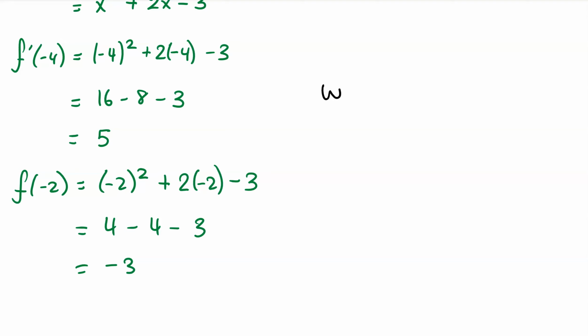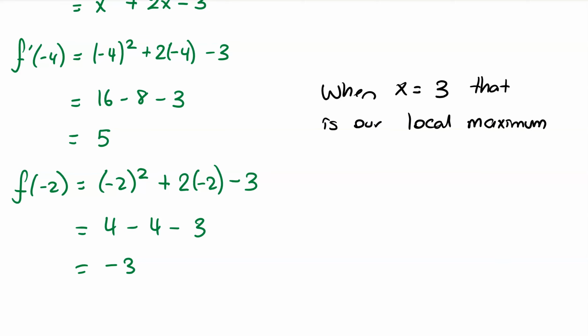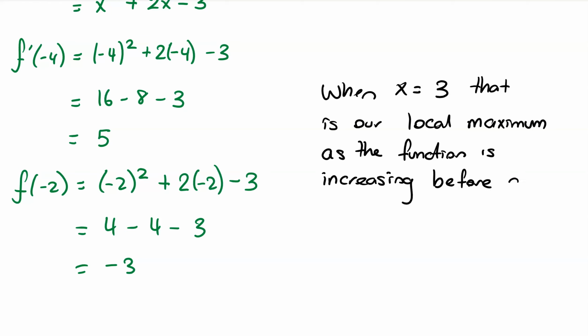So we can say when x is equal to -3, that is our maximum, or local, I'll write local maximum, as the function is increasing before and decreasing after. So we've determined our maximum.